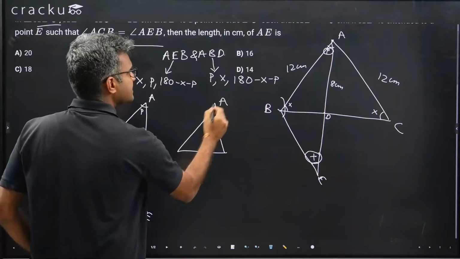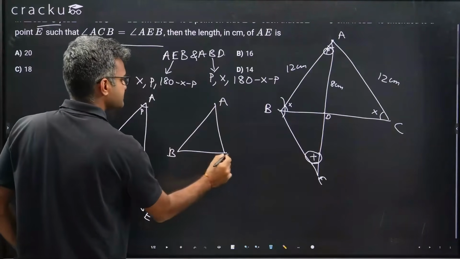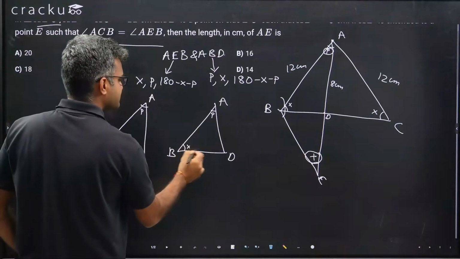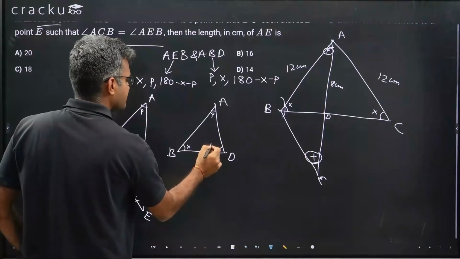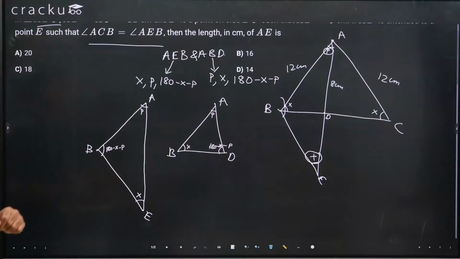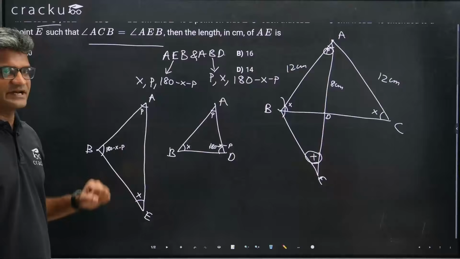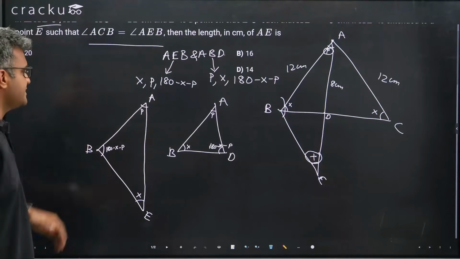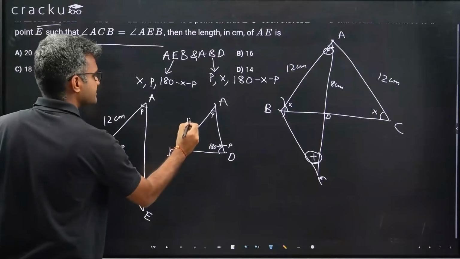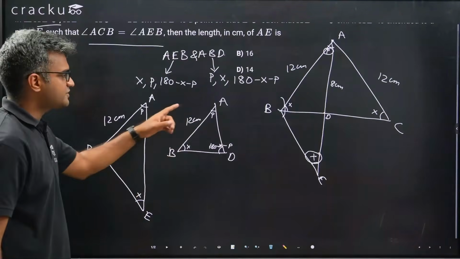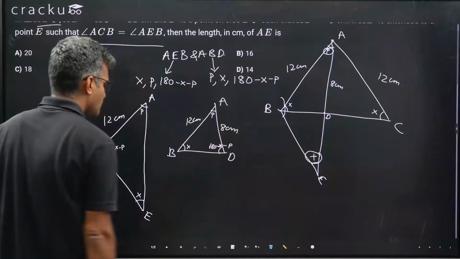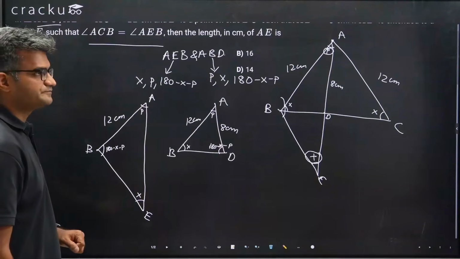This is A, this is B, and this is D. This angle is P, this angle is X, and this angle will be 180 minus X minus P. As you can see, all the three angles are the same for the two triangles. In addition, we know that AB is equal to 12 centimeters. This is 12 centimeters, this also is 12 centimeters. We know the length of AD. This is 8 centimeters. What we are required to calculate is the length of AE.